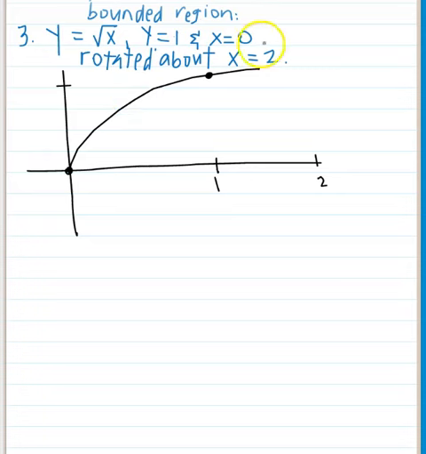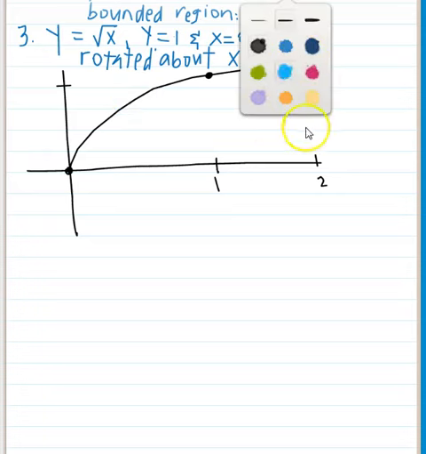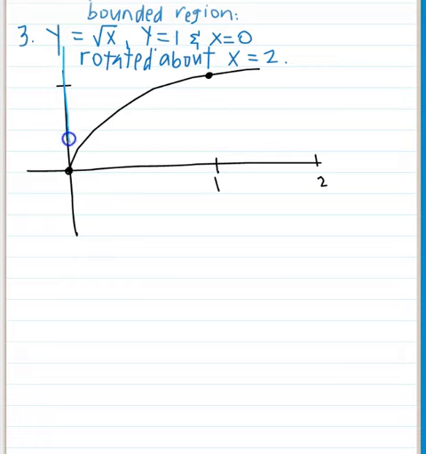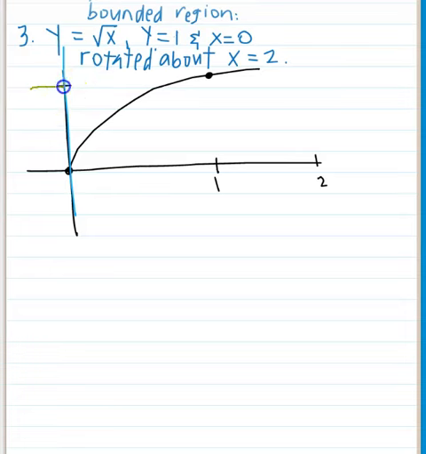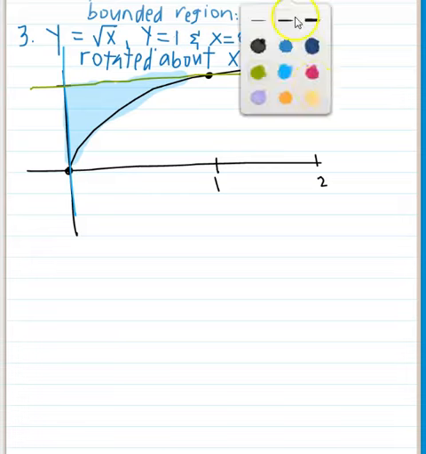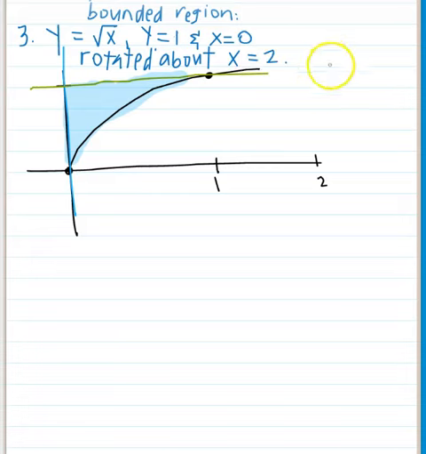And then with x equals 0, which is the y-axis, and then the line y equals 1. So the bounded region is made up of all of those, so that looks like it's going to be going right inside here. So that's going to be the bounded region, and then we're going to be rotating it about x equals 2. So that's this line that we're going to be rotating it around. We want to find the volume.